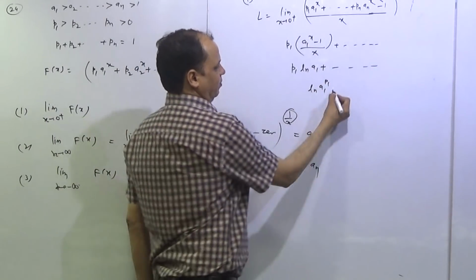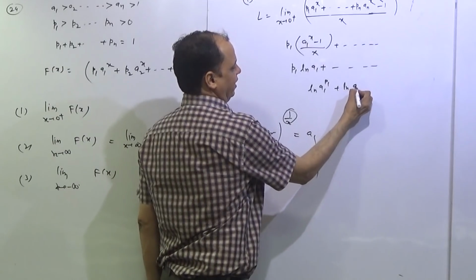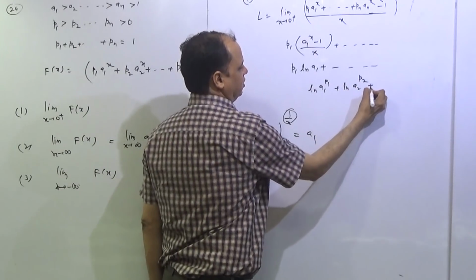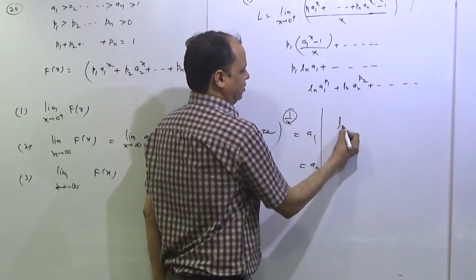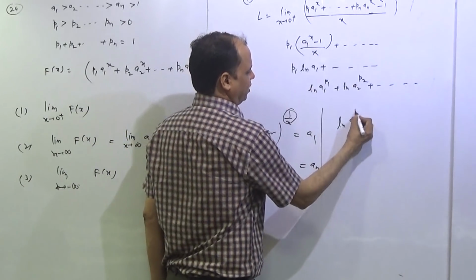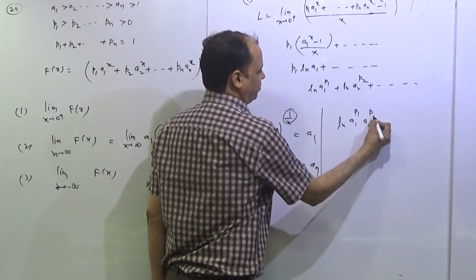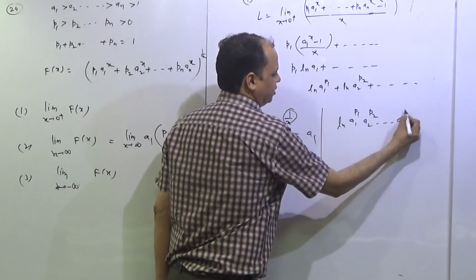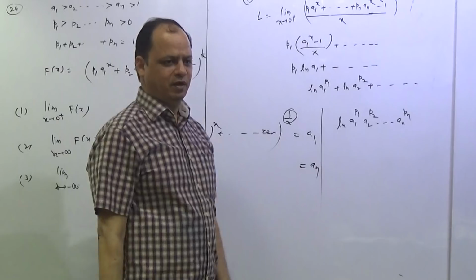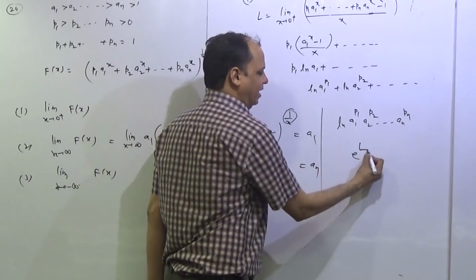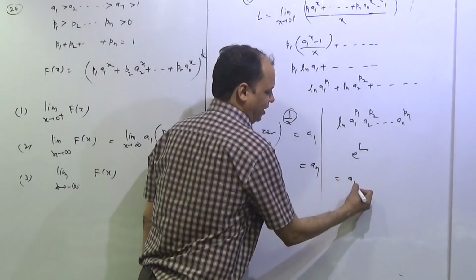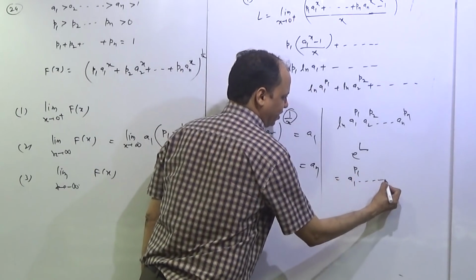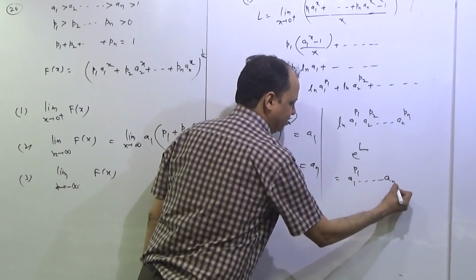So ln a1 raised to power p1, plus ln a2 raised to power p2, plus so on. This is an exponential: ln of a1 raised to power p1, a2 raised to power p2, an raised to power pn. And our answer is e to the power l. So what is the answer? a1 to the p1, a2 to the p2, up to an to the pn. Can you please verify the answer of all these three? Yes, sir.